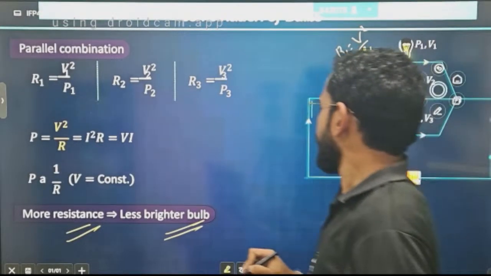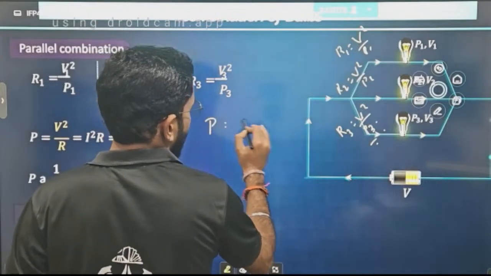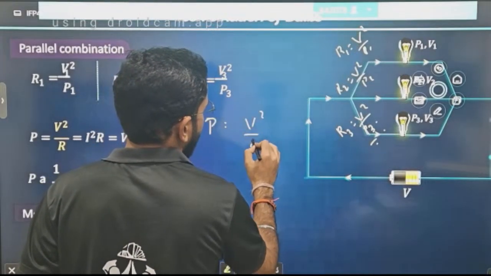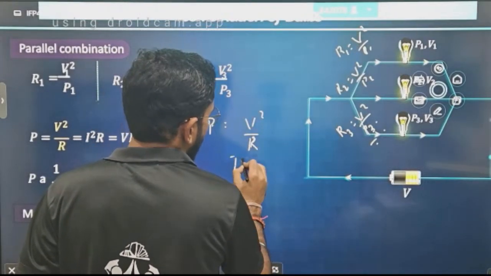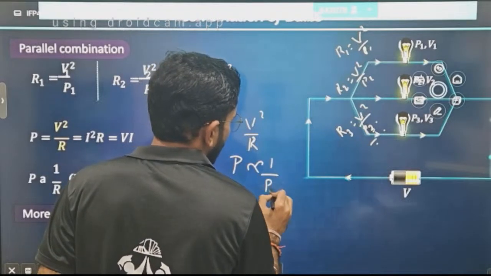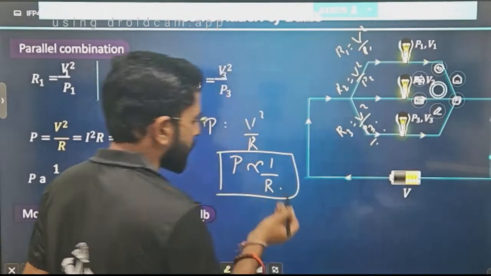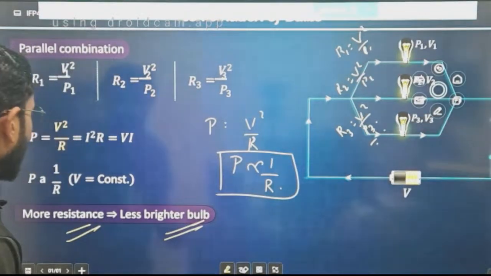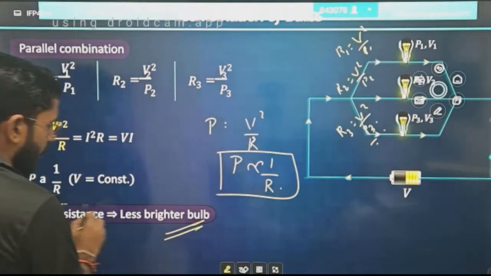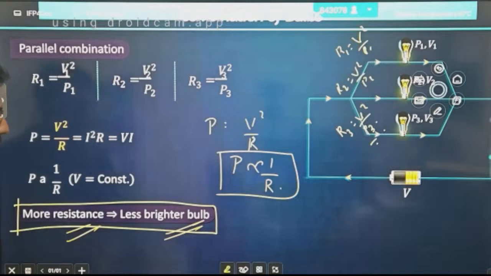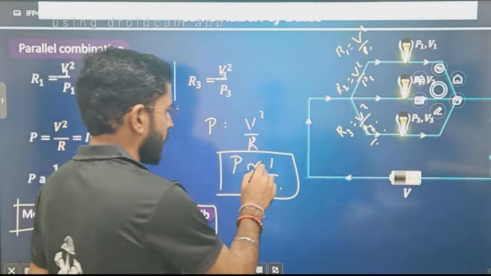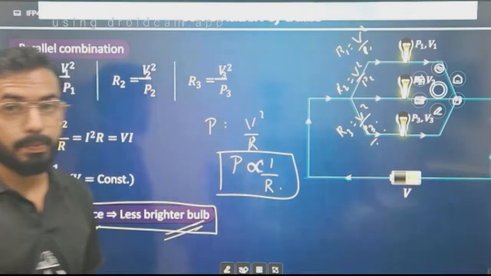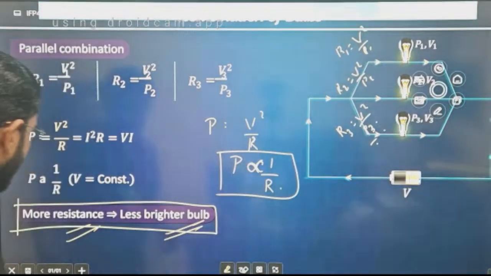Correct? Now what will you say? What is common between them for power? V square by R. According to this formula, power is inversely proportional to resistance. That means the more the resistance, the less the power. If the power is less, the brightness is also less. That means the more the resistance, the less the brightness of the bulb. I can conclude from this relation that power is inversely proportional to resistance. Correct?